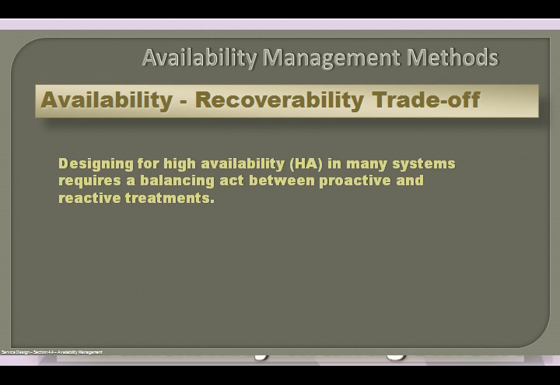Designing for high availability in many systems requires a balancing act between proactive and reactive treatments. The system designer must first ensure that faults happen as infrequently as is economically possible, but the designer must also assume that they will nonetheless occur and take precautions to ensure that the system recovers quickly. The question is, which precautions are necessary?